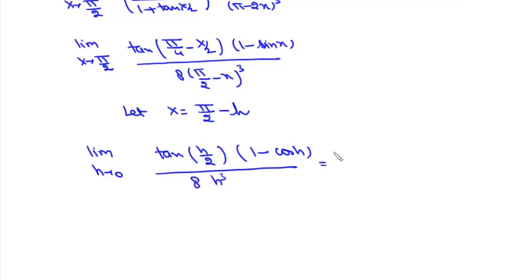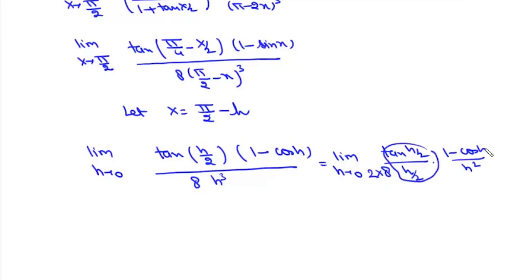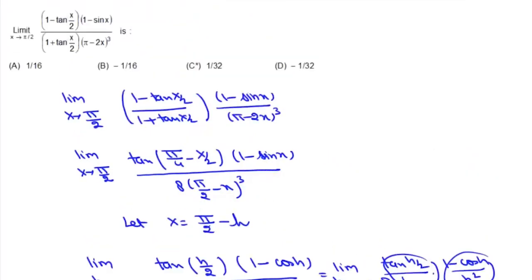Now we can write this as limit h tends to 0, tan(h by 2), and this is 8. We'll take this 1 h here and then 1 minus cos h upon h square. Now here we'll multiply by 2 and divide by 2. Now this is 1 and this is 1 by 2. So this limit will be 1 by 32. And that's your option C.